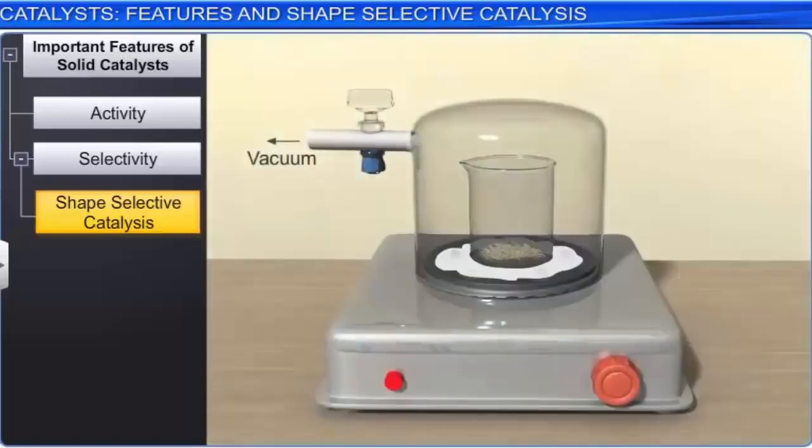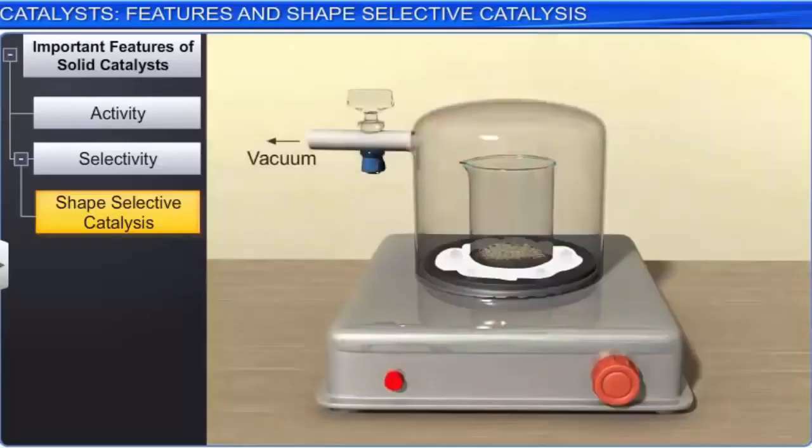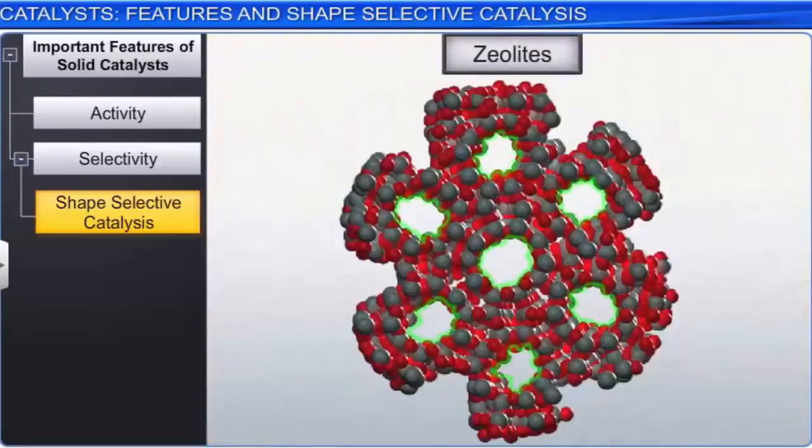Before being used as catalysts, zeolites are heated in vacuum so that the water of hydration present in the cavities in the cage-like structure is lost and they become vacant. Thus, the shape and the size of the pores control the access of the reactants and the products.